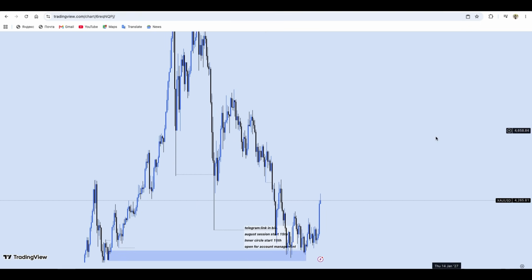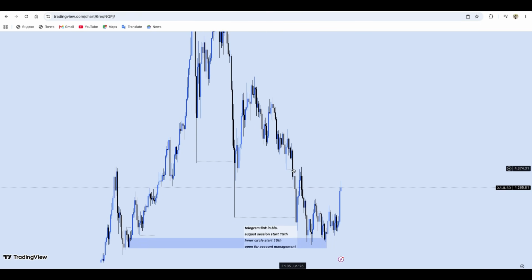Welcome. So price has given us this break of structure, and then this one is serving as an inducement. It is sitting here serving as an inducement, and there is this order block sitting here left unmitigated at the daily time frame on XAUUSD.